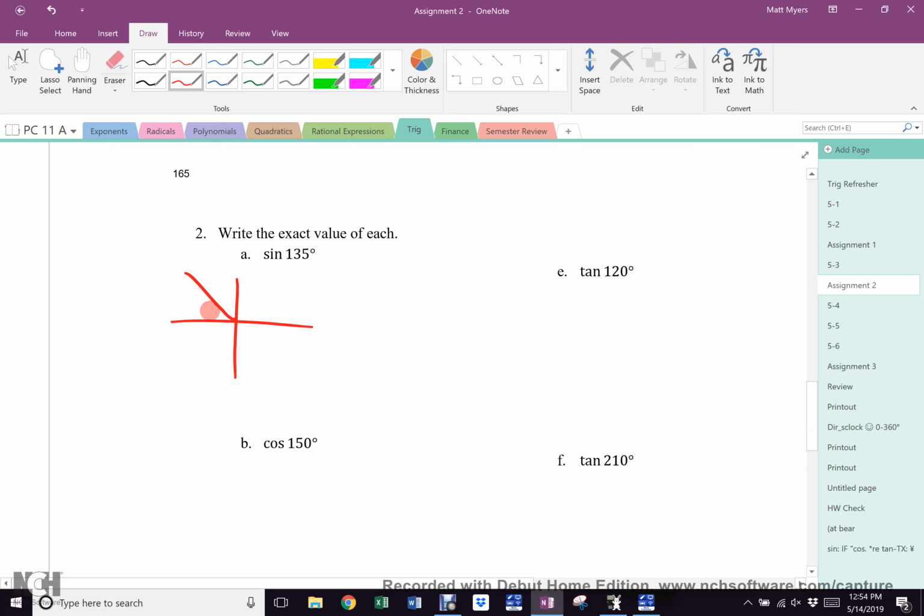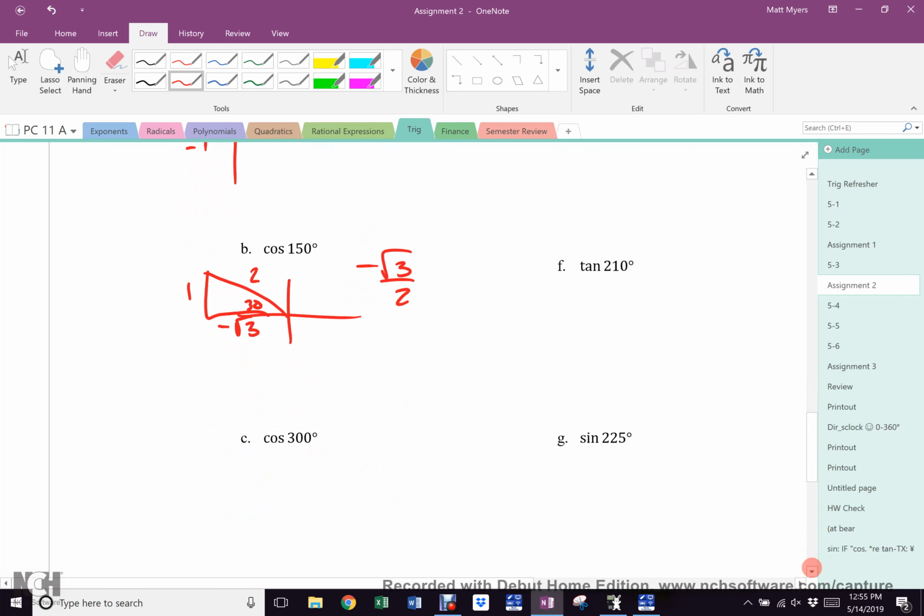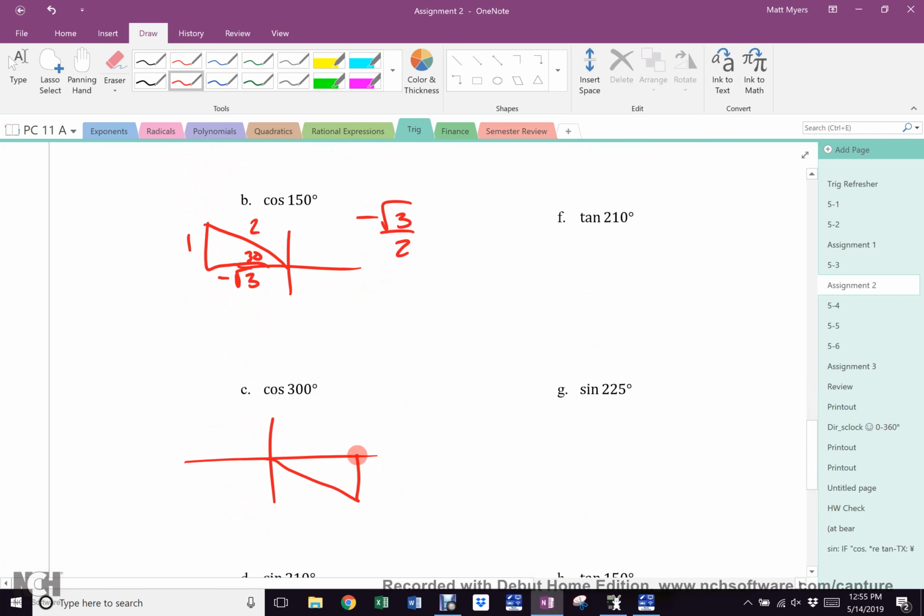135's out there, yes? Which means that's 45, yes? Which means it's 1, negative 1, root 2. So the sine is 1 over root 2. 150, also out there. 30, 1, 2, root 3. Cos, negative root 3 over 2. All these are worth 1. Cos 300, down there. This is 60. This is 30. Short side, 1, 2, root 3. This is 1 over 2.